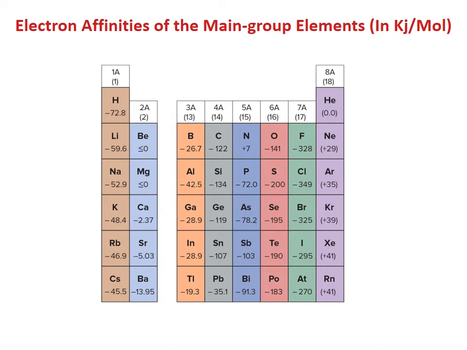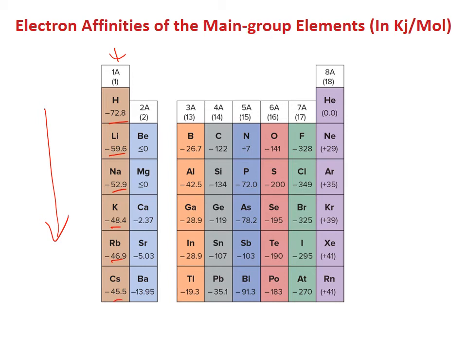Here shows the electron affinities of the main group elements. Going down a group, we know the size increases, so electrons are further away from the nucleus, and we know ionization energy decreases because electrons are further away, so it's easier to remove them. You would expect it's harder to add an electron, so electron affinity should decrease. And that's what we see in group 1: 72, 59, 52, 48, 46, 45.